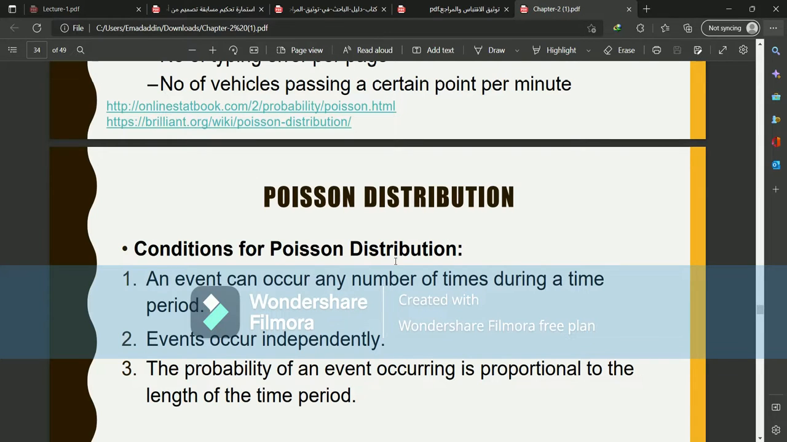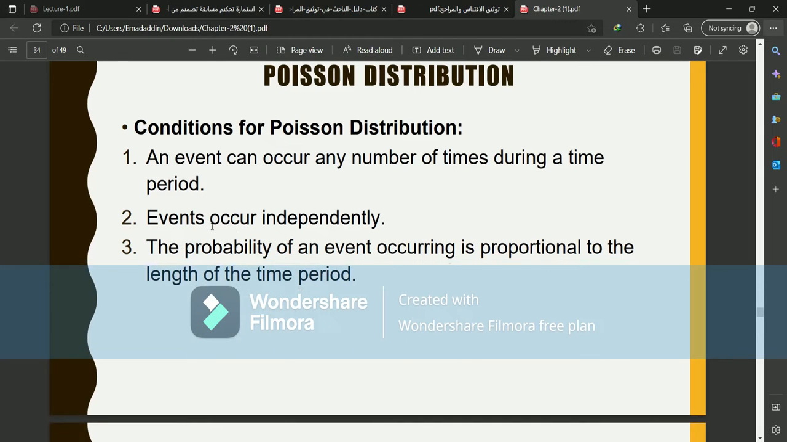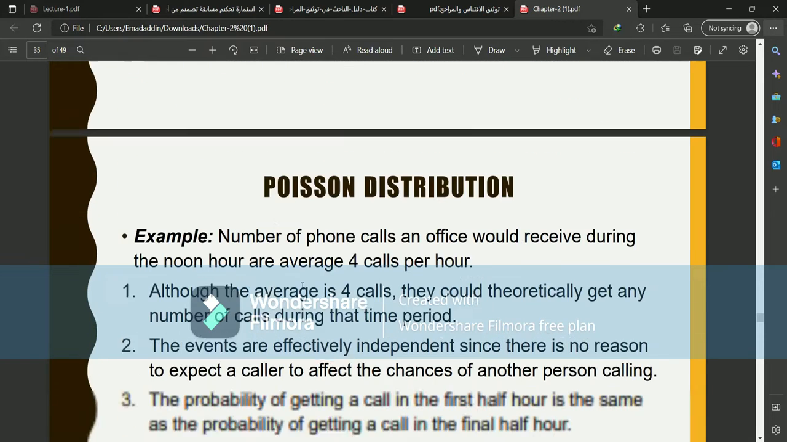Conditions for Poisson distribution. We have 3 conditions. First, an event can occur any number of times during a time period. Second, events occur independently. Third, the probability of an event occurring is proportional to the length of the time period.